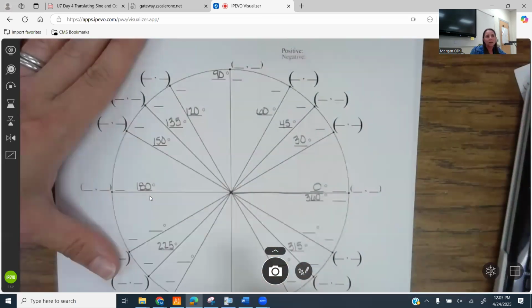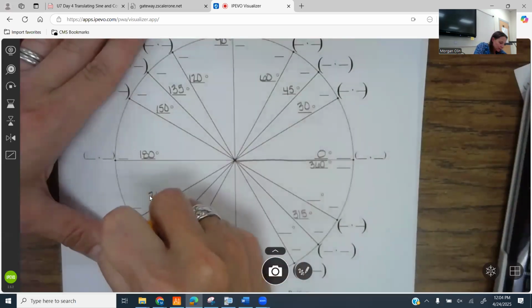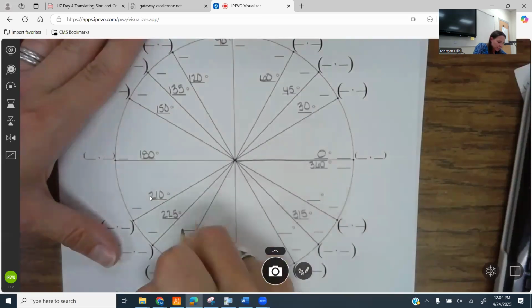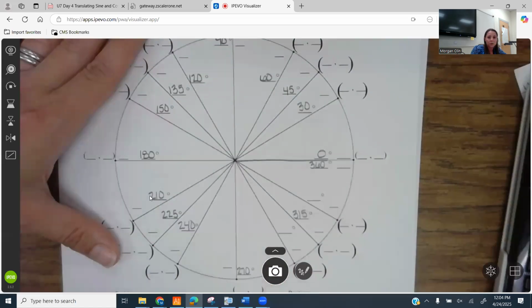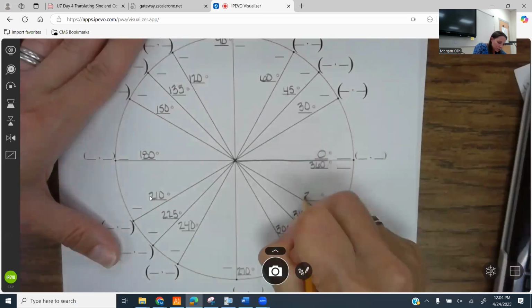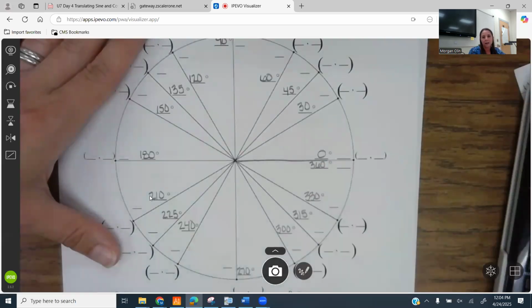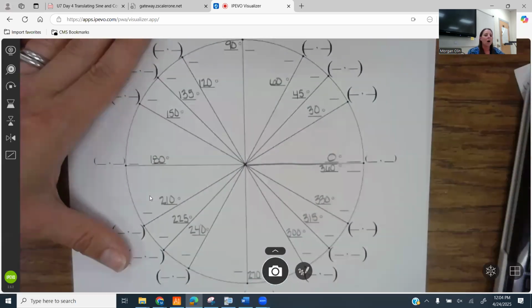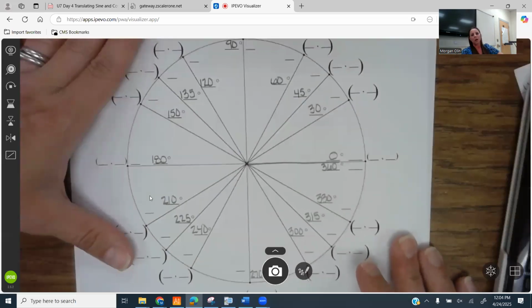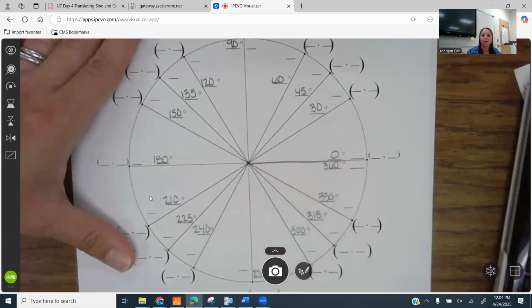150 plus 30 is 180. 180 plus 30 is 210. 210 plus 30 is 240. 240 plus 30 is 270, which I already got. 270 plus 30 is 300. 300 plus 30 is 330. And then 330 plus 30 is 360 and brings me back around. So I've got all the degrees on there. All right. So these are all the degrees that you'll see on the unit circle when they refer to the unit circle.